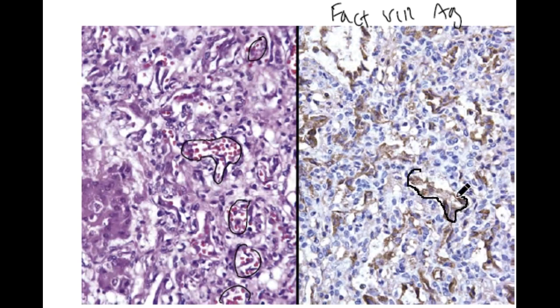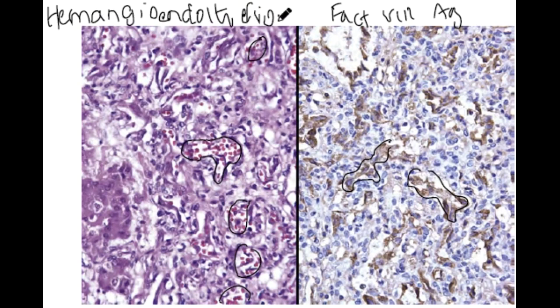If you see the factor 8 related antigen staining, you can see the stained vascular blood vessel. So this is one vascular channel which is stained. This is also one more vascular channel which is stained. So this is the vascular channel which is stained. So these both are the microscopic pictures of hemangioendothelioma, right?